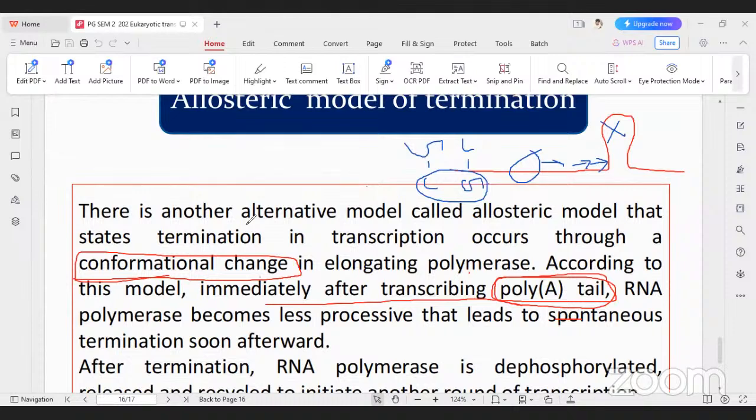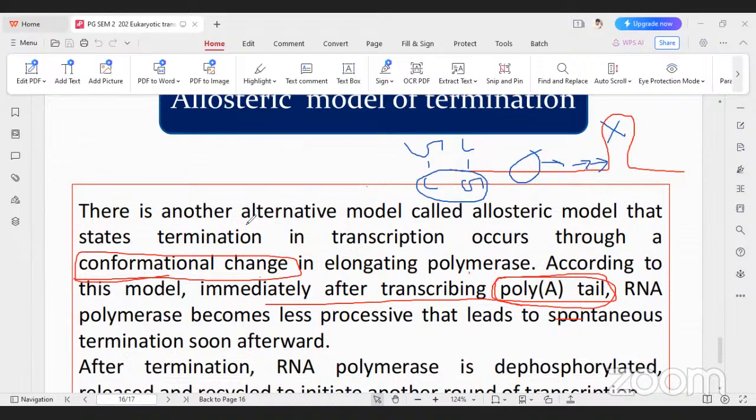The first one is with the help of an enzyme, the RNase enzyme. Both attack the poly A tail, the polyadenine tail. I will tell you how the poly A tail is formed. Both involve the poly A tail, but one is with the help of RNase enzyme attack. The other one is the allosteric model, by conformational changes in DNA. So this is termination. Is it clear?